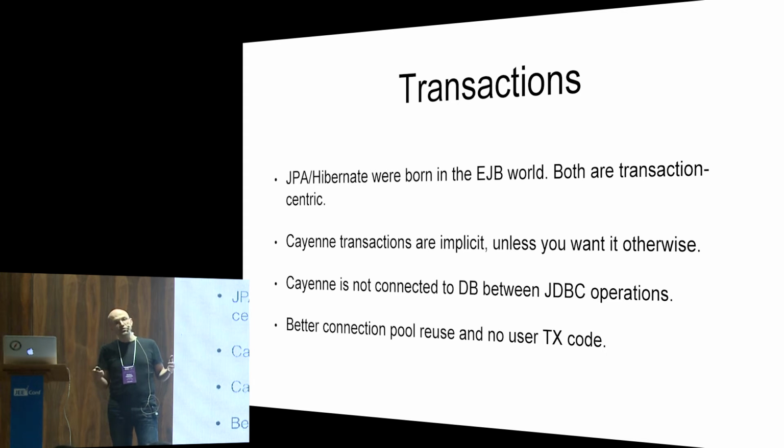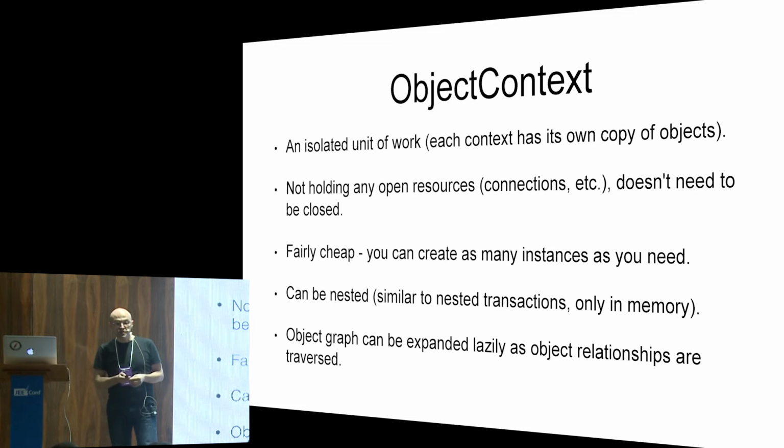Or actually, I take this back. You do. So the scope is the object context. The object context is that storage of your objects that you're working with. That's a unit of work, meaning that nobody else can see what you're doing with your objects. And so if multiple threads are editing the same object, they should be in different object contexts. And the first decision you need to make with Cayenne is how to scope your object contexts.